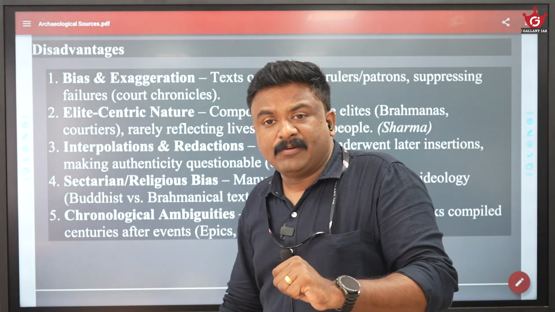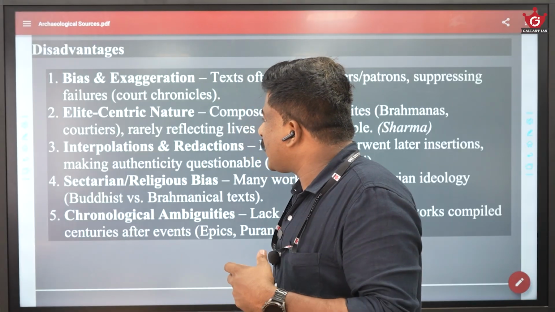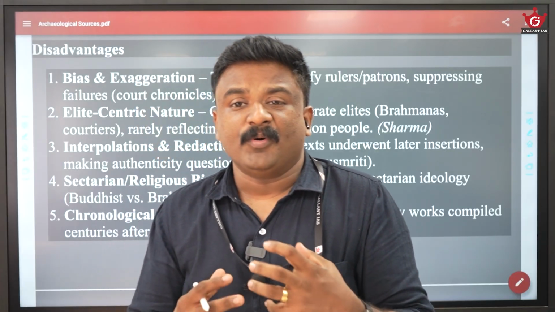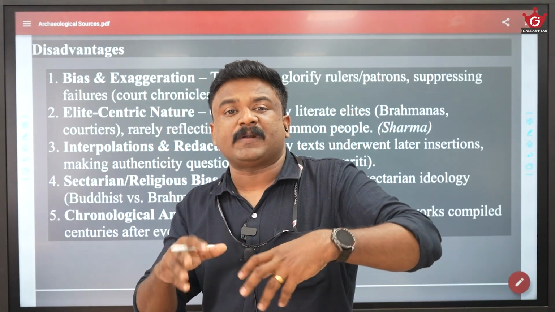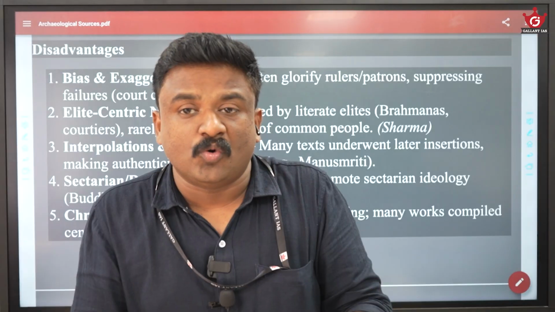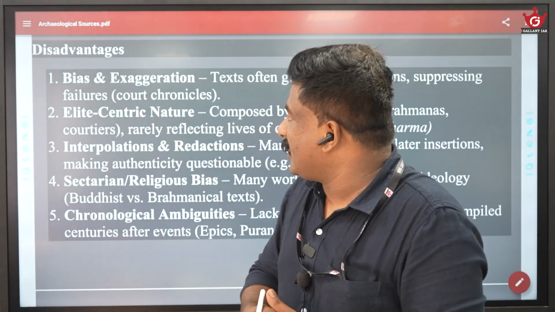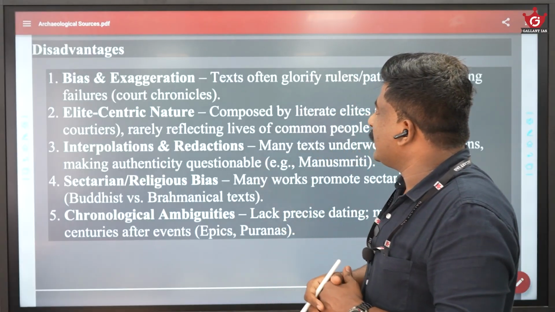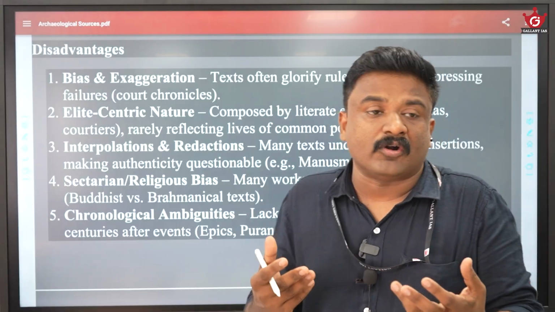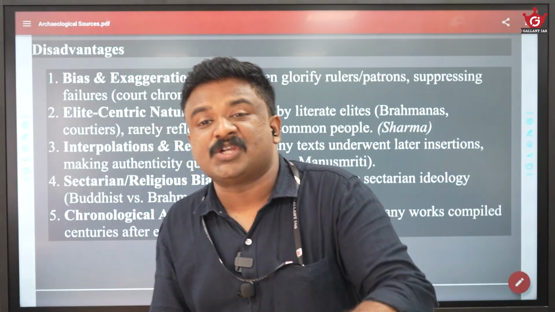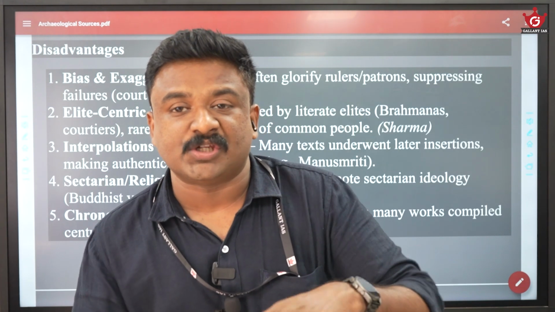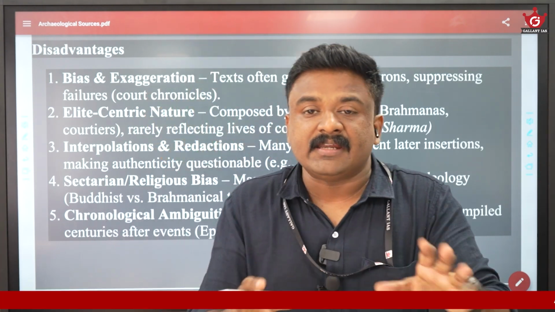Some disadvantages of literary sources: bias and exaggerations. For example, let us take the case of Sangam literature. Most of the Sangam literary works are in praise of the rulers and the ruling elites, and may not be true or authentic. Then exaggerations are there. Similarly, especially court chronicles mostly praise the contributions and achievements of the rulers, without a critical analysis of their achievements or their reign.